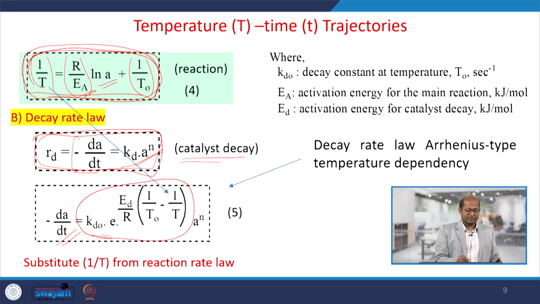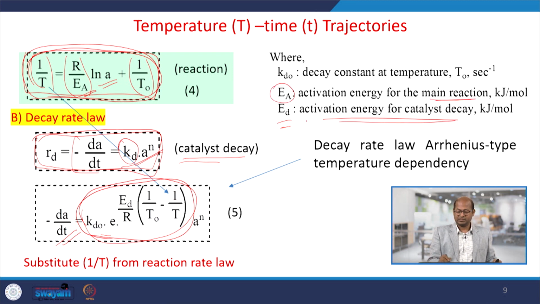This reaction rate constant we have expressed in terms of activation energy and temperature. Similarly, the catalyst deactivation rate constant Kd we can write in terms of the temperature and the activation energy for catalyst deactivation. E is the activation energy for the main reaction and Ed is the activation energy for the catalyst decay. So, both are different. Here Kd naught is the decay rate constant at temperature T0. So, this way you can write equation 5.